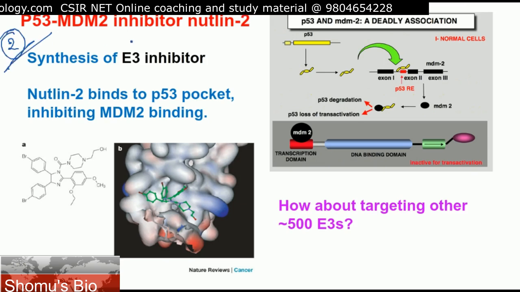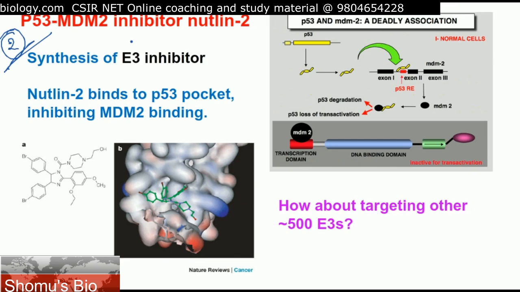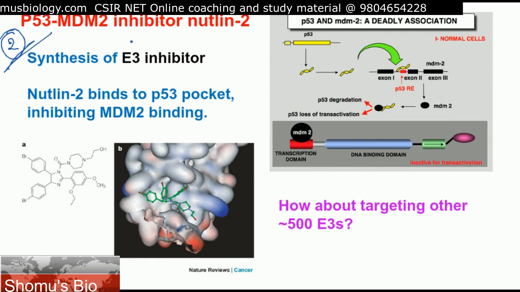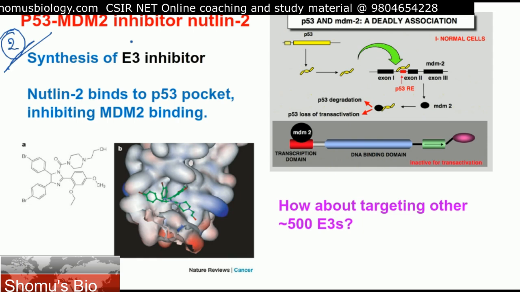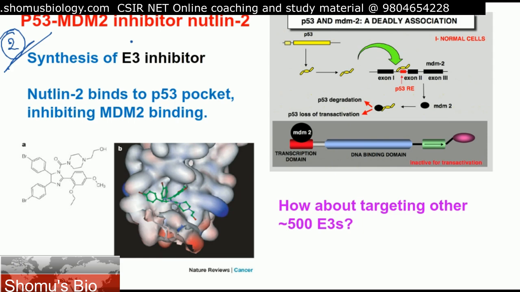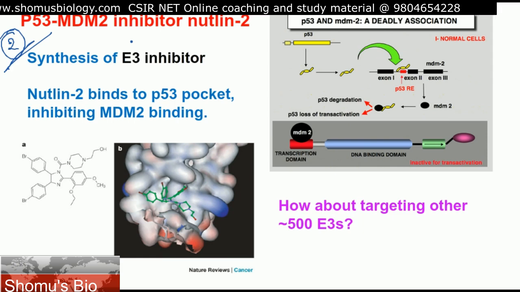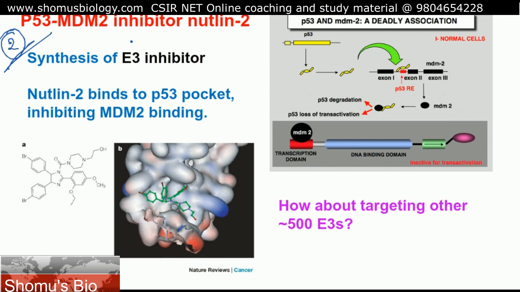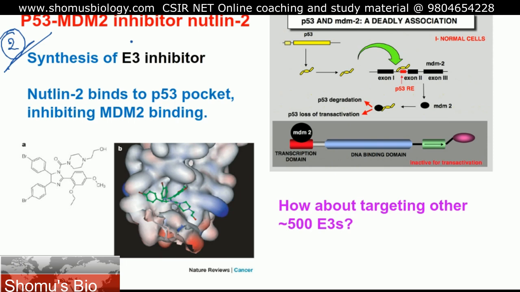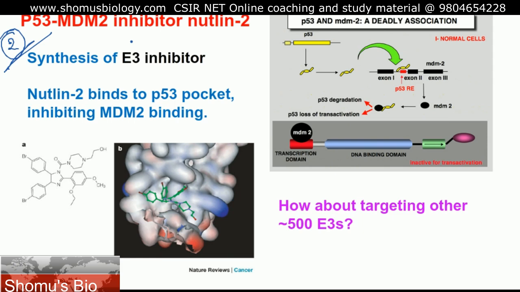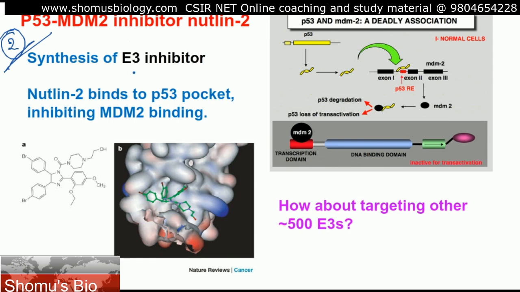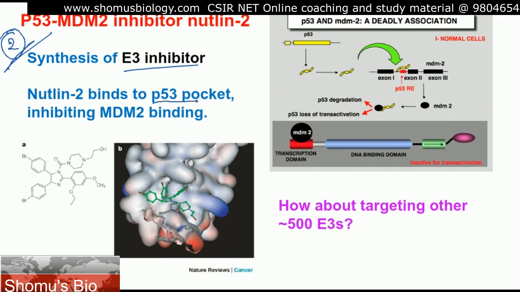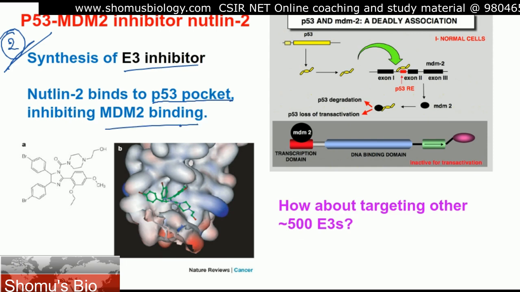Drug number 2, the p53-MDM2 inhibitor, and the example is Nutlin-2. Synthesis of E3 inhibitor. What is E3? E3 is also linked with the ubiquitin pathway, but Nutlin-2's job is to bind to the p53 pocket, inhibiting the MDM2 binding.